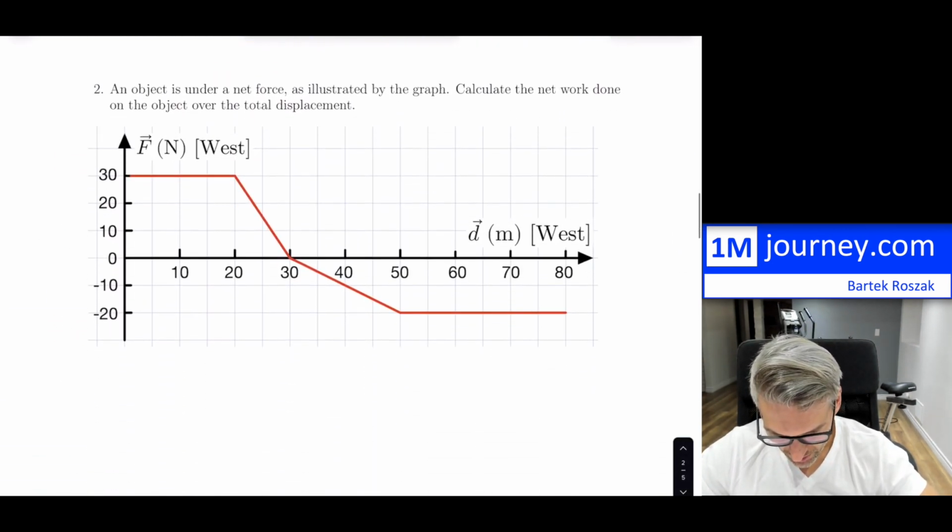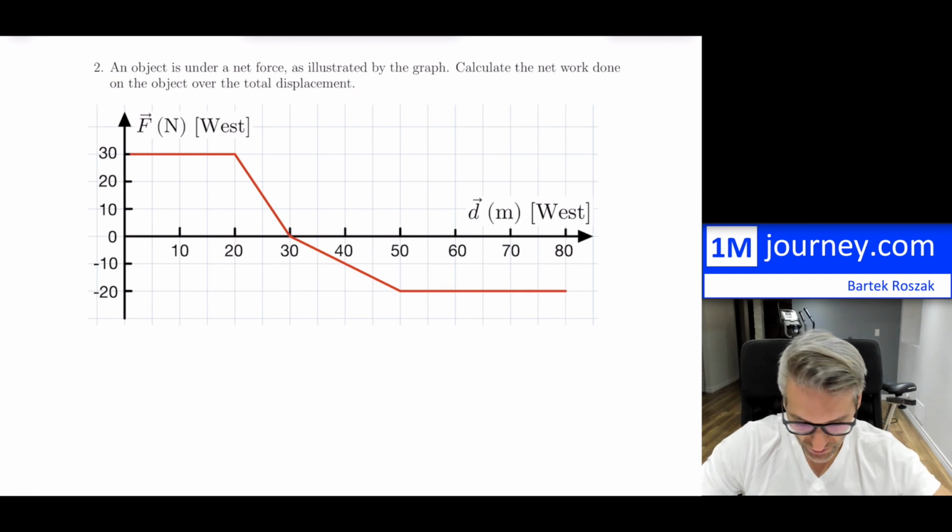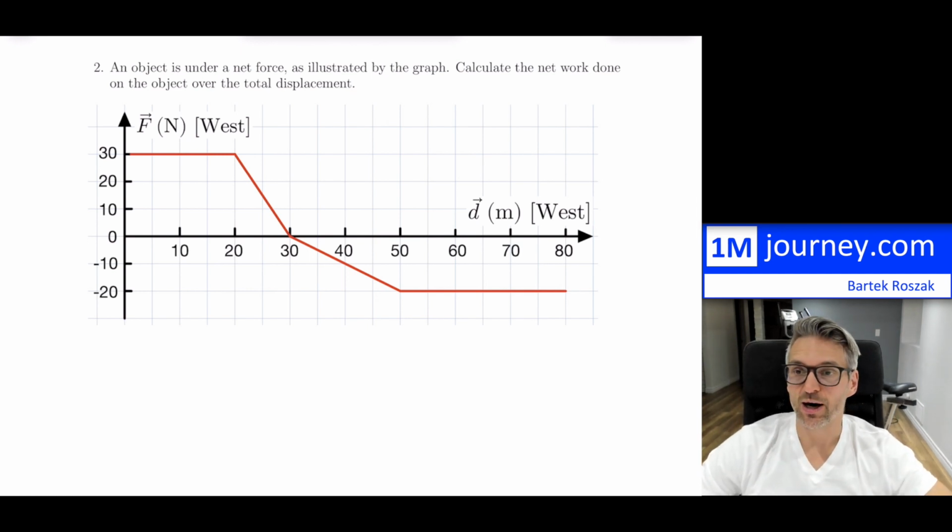Let's take a look here. So question number 2. This is a neat question. An object is under a net force. All right, so here is the net force, which is displayed.